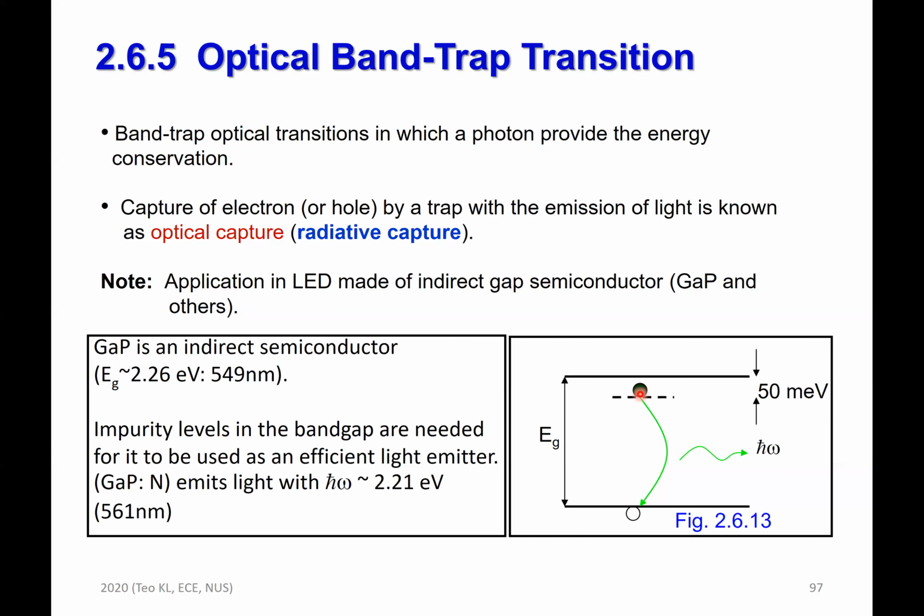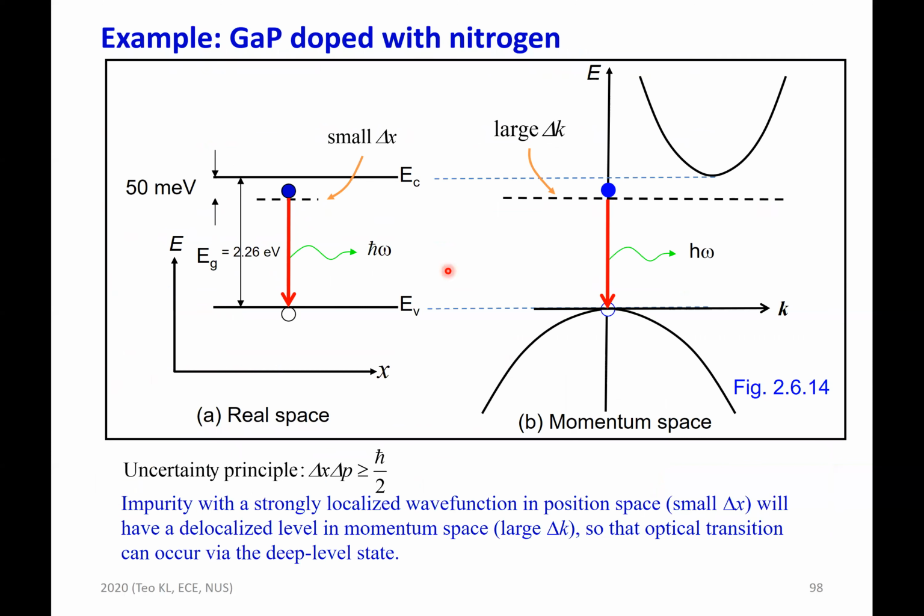An electron that is tightly bound to the isoelectronic center can be governed by the uncertainty principle. Why is it so? Let us look at this diagram. This is the energy-spatial diagram, which is in real space. This is the E-K diagram, which is in momentum space. If you draw two straight lines, this is the band gap energy of gallium phosphide, 2.26 eV. From the spatial diagram, you cannot see whether this is a direct or indirect band gap. You introduce a level 50 meV below the conduction band. Now, the electron is very localized here, so it's bound by the trap.